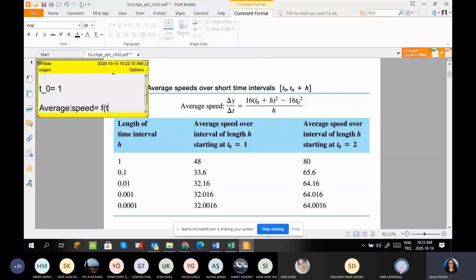T naught is the initial time. They call it t naught because they want to change the t naught. They want to start at time t is equal to 1 in the table, and they want to start at time t naught is equal to 2. So that's why they just call it t naught.